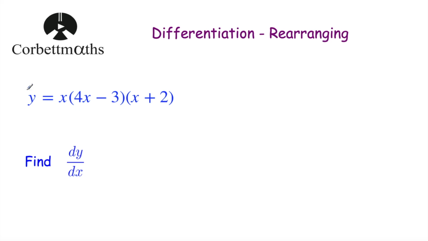Okay, so our next question, we've been given that y is equal to x, bracket 4x minus 3 close brackets, bracket x plus 2 close brackets. So we need to expand these. So what I'm going to do is expand the two brackets and then I'll times everything by x. You could expand in a different order. You could do x times everything in this bracket, get that, and then times it by everything in that bracket. But I'm just going to expand the two brackets to begin with.